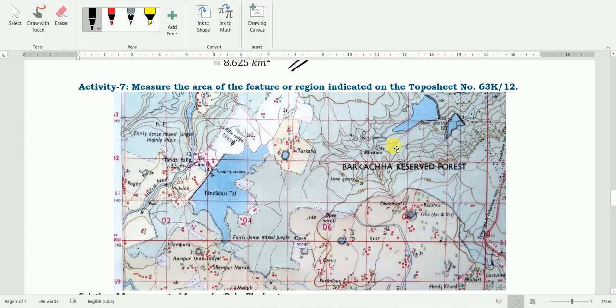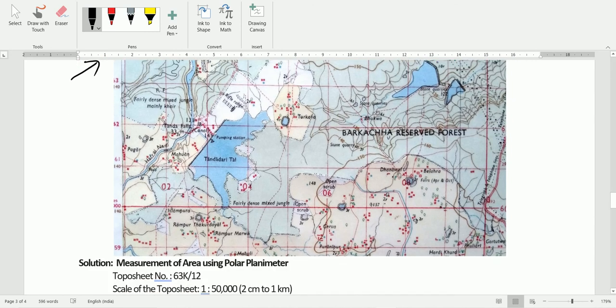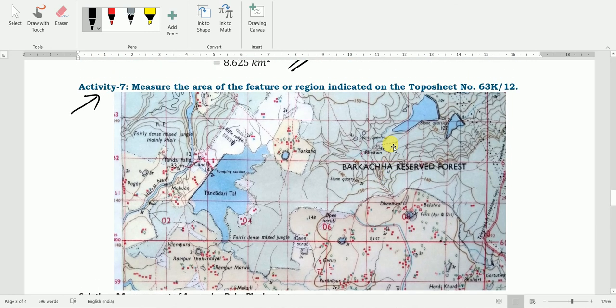And next we have another activity, activity 7. Measure the area of the feature or region indicated on toposheet number 63K by 12. So this is a part of the toposheet number 63K by 12, and we are going to measure this Tandadari Tal. So this is a lake. We have to trace this area.